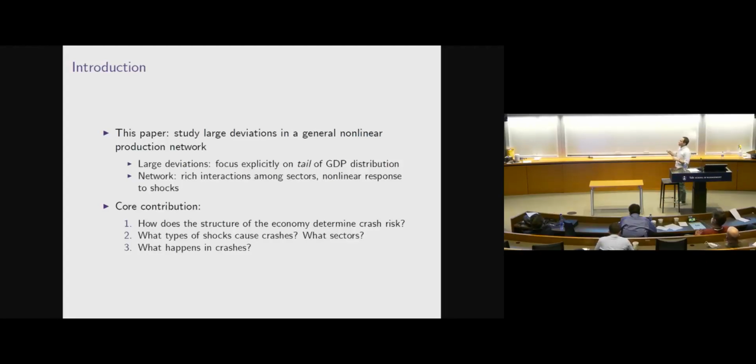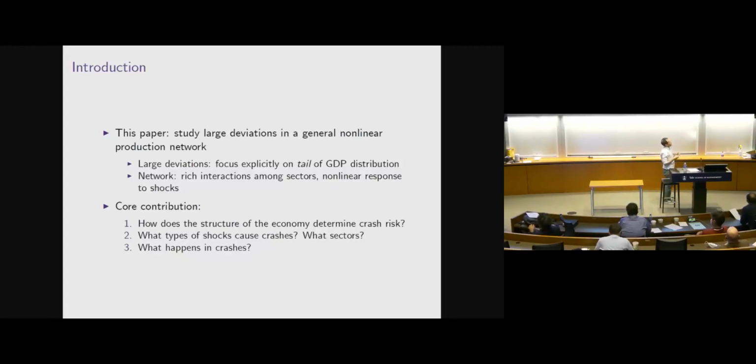So what does that mean? Number one, when we talk about large deviations, what I mean is we're focusing explicitly on the tail of the distribution of GDP. So this is very much about extreme movements as opposed to small movements. So I'm not thinking about small shocks. This is not a Taylor series. This is going to be something different. Thinking about large shocks and with an approximation that's accurate for large shocks.